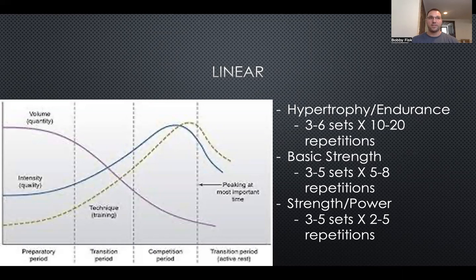The problem with this for team sport athletes is that you could run into a situation during a strength power phase where we lose hypertrophy endurance, which is something that a team sport athlete, certainly in college, may need to maintain throughout different periods of the year.